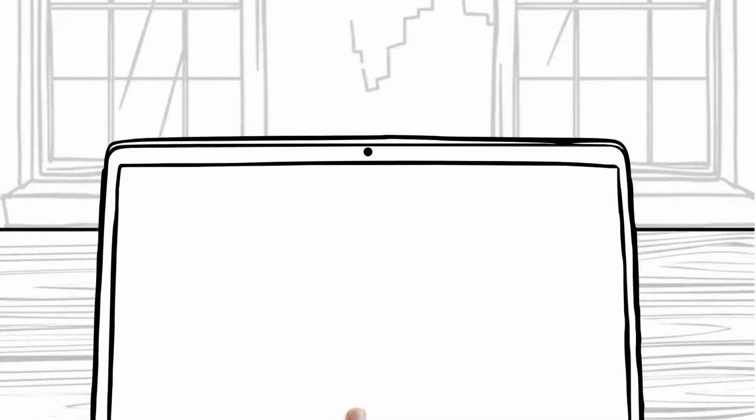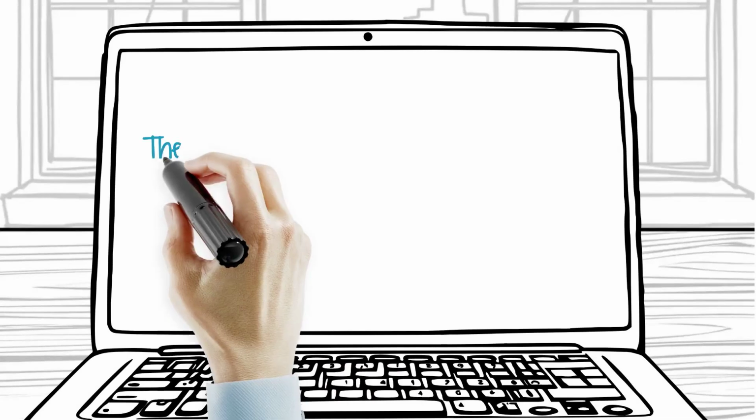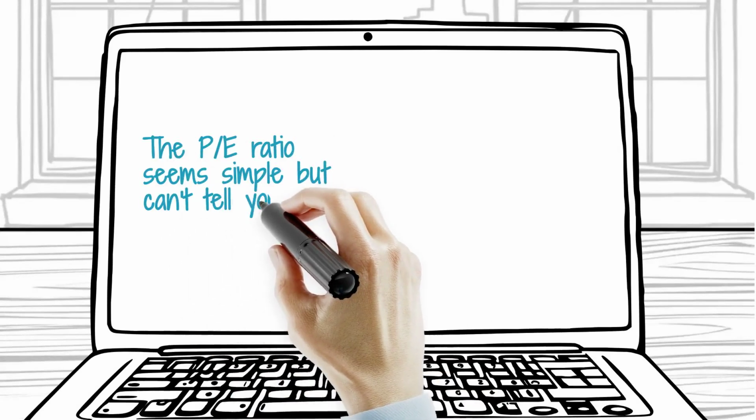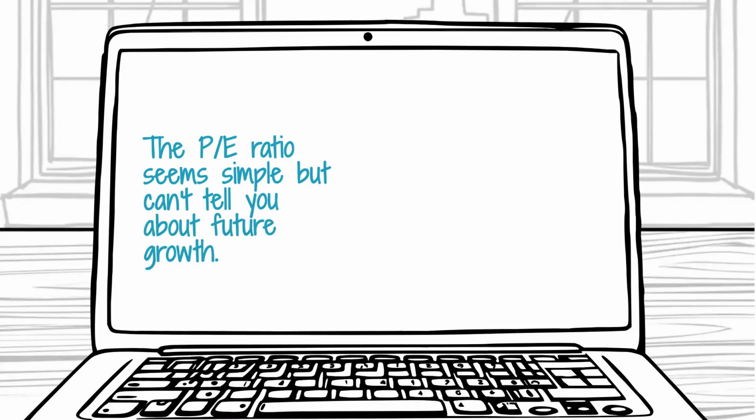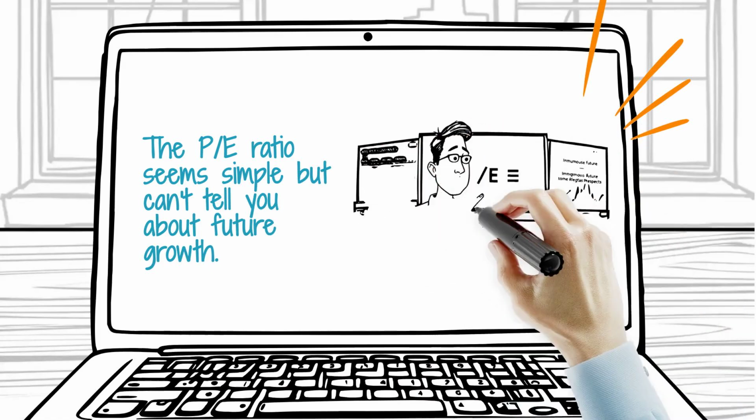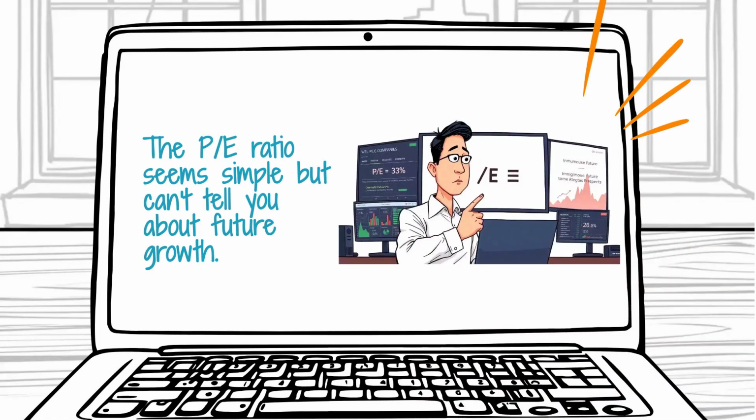Section 2. The flaw in the PE ratio. Most people start with the price to earnings or PE ratio. It's simple: stock price divided by earnings per share. A low PE seems cheap and a high PE seems expensive. But the PE ratio is deeply flawed because it says nothing about future growth.